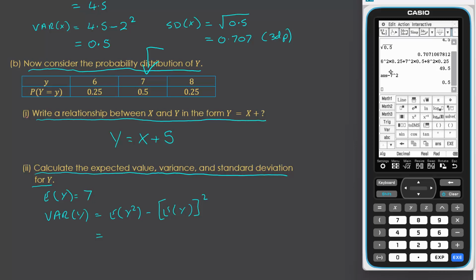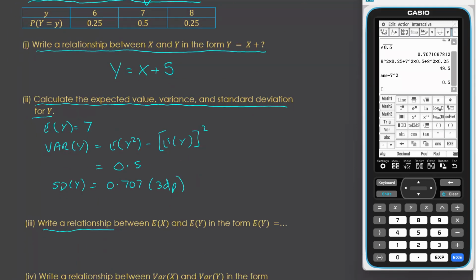So you can see it here on the calculator. I've done the expectation of y squared, which is 6 squared times 0.25, plus 7 squared times 0.5, plus 8 squared times 0.25. That gives me 49.5. And then I do that, take away the expectation of y, which was 7, squared, and that gives me 0.5. Which you'll notice is the same answer as we got up here. And that means that the standard deviation of y is going to be 0.707 to 3 decimal places, just like it was up here.